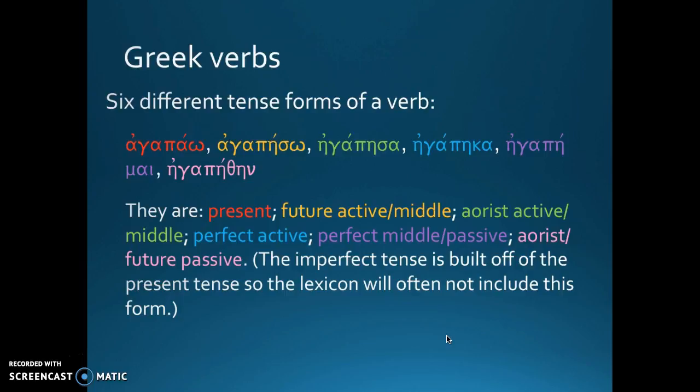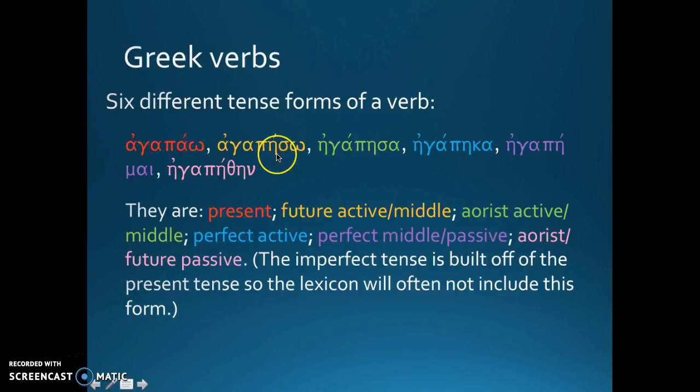In Greek, there are 6 different tense forms of a verb that you will see if you are looking in BDAG or a lexicon. And those are, you're starting here with agapao. This would be the lexical form of how you're going to see a verb in the dictionary. That is, generally, you will start with your present tense. Now, there are other ways that a verb might show up if it doesn't have a regular present tense. But for right now, let's just do a basic verb example here. So here is agapao. So that first tense is present tense.